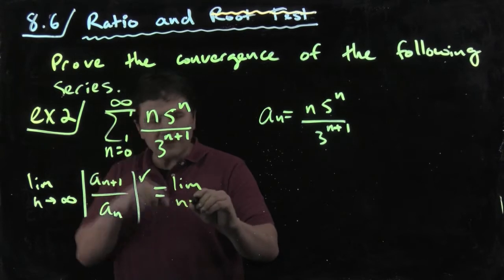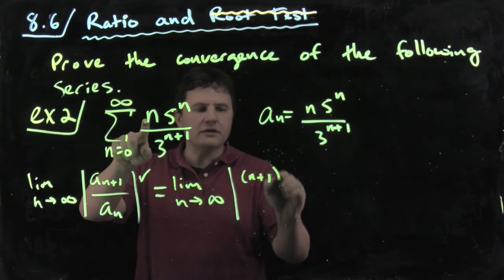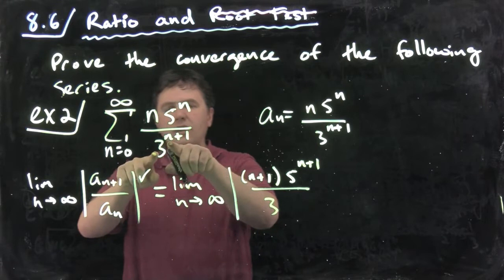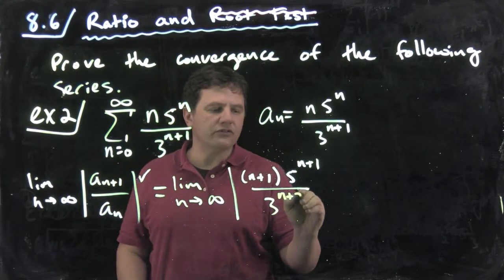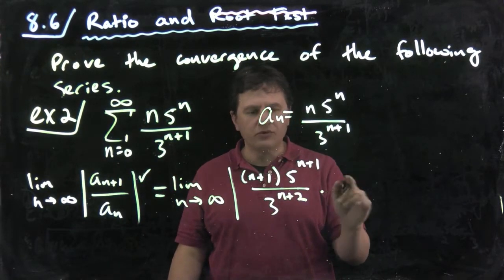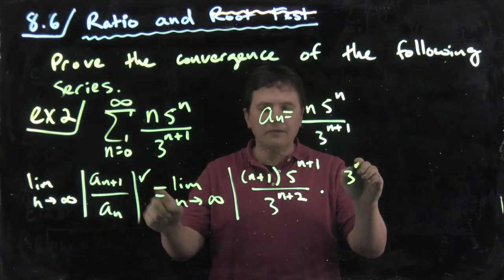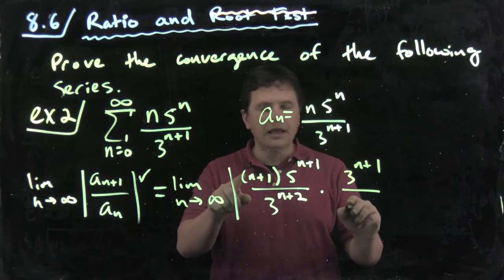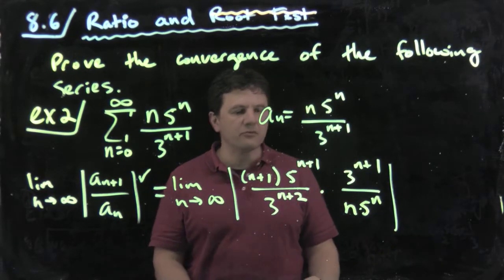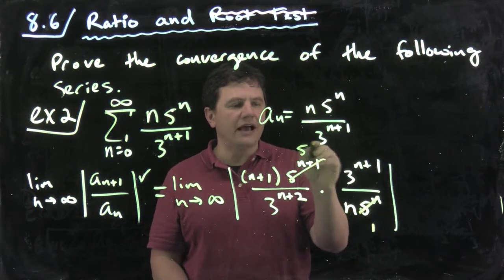So the limit as n goes to infinity, the absolute value, now the n plus 1, so this will be n plus 1. This will be 5 to the n plus 1 over 3 to the, if I plug n plus 1 in there, that's going to give me n plus 2, times, and then we're going to multiply by the reciprocal. So this will be 3 to the n plus 1 over n times 5 to the n. Okay, so same game as before. Now, 5 to the n plus 1 and 5 to the n, that will give me 5 here.